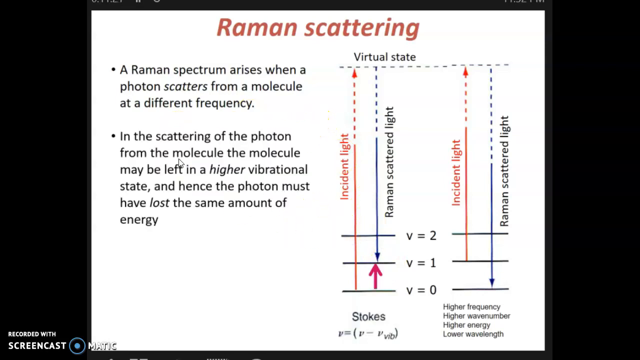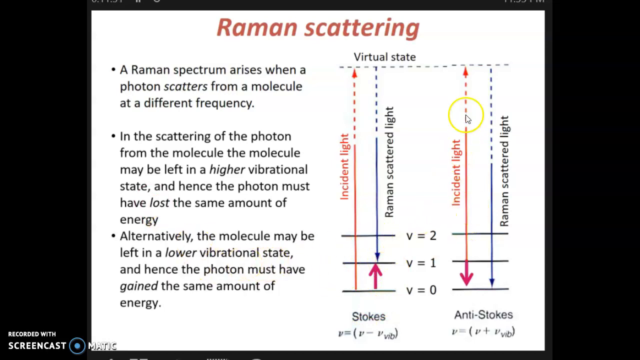It can be scattered at a higher frequency. In such a situation, the molecule was in a lower energy state. The incident light shoots it to a virtual state, and the Raman scattered light that is emitted is actually lower in energy than from here to the virtual state. That's because the molecule has absorbed some amount of energy.